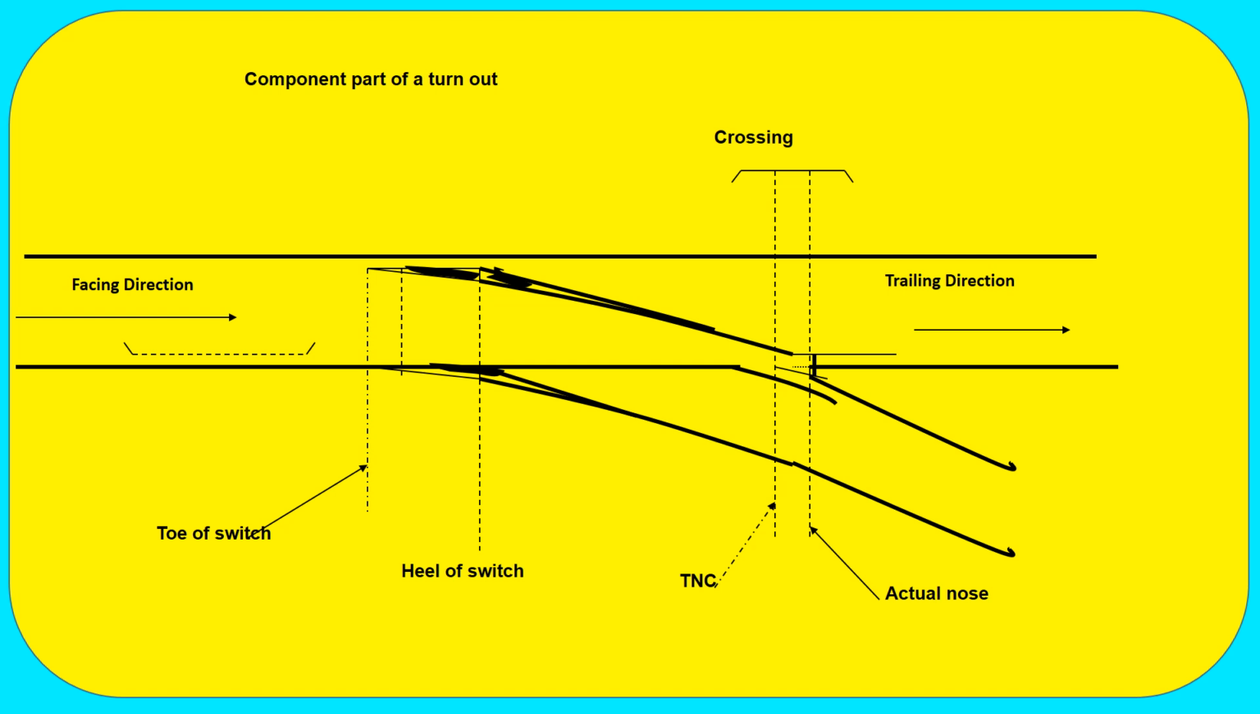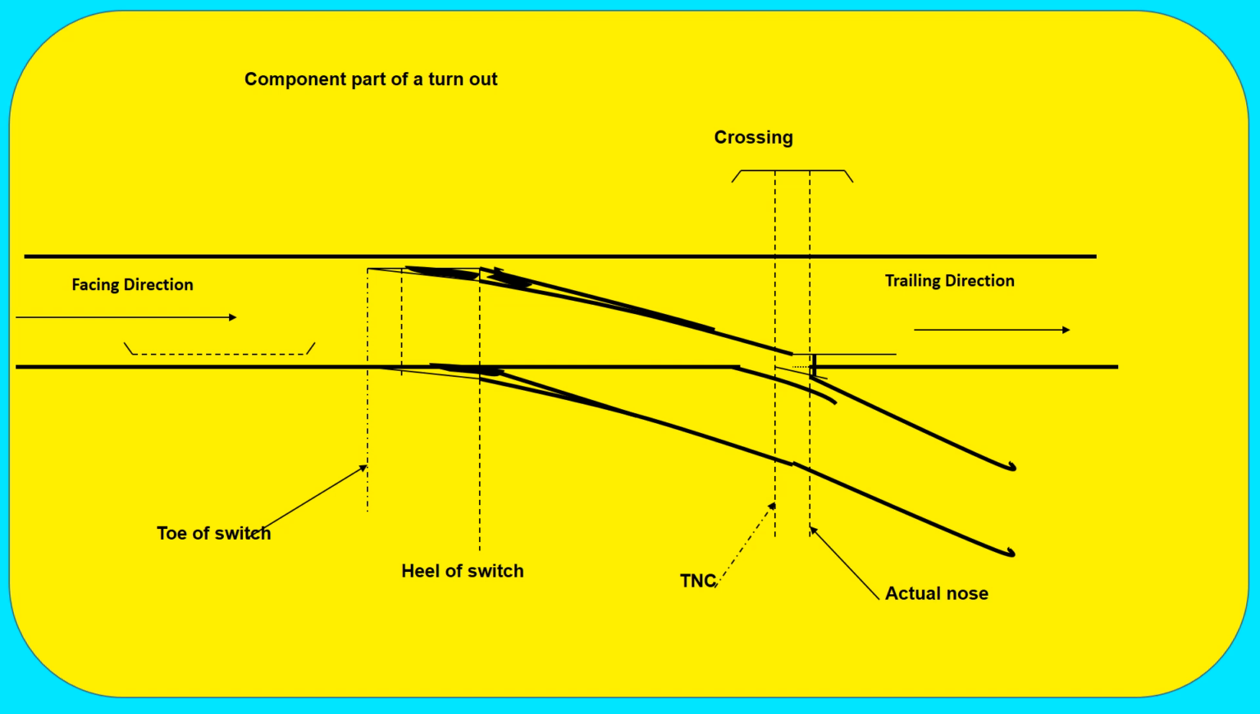Now we'll discuss turnout and crossover. This is the main point where a train diverts from one track to another, so it needs acute adjustment, because in that place there are two OHs, one for the main line and one for the turnout line.